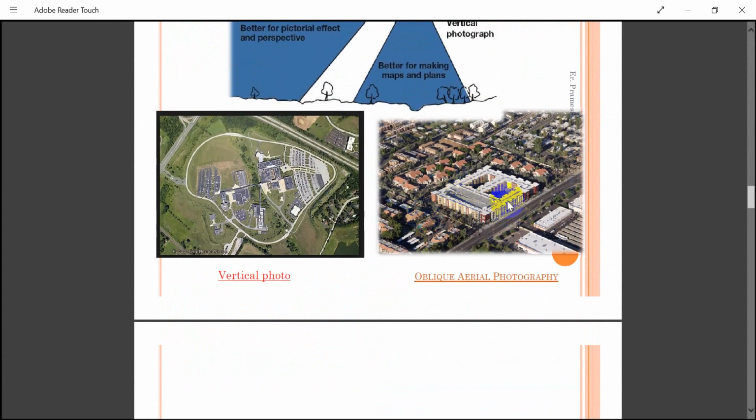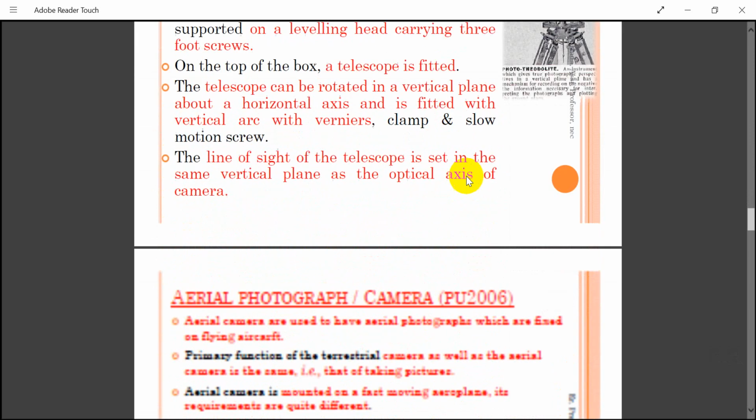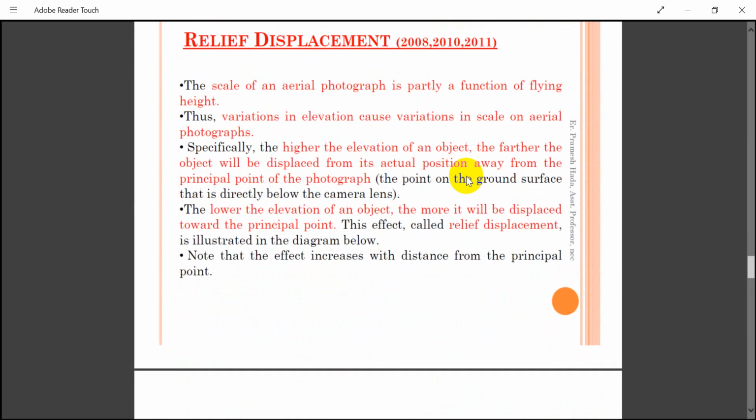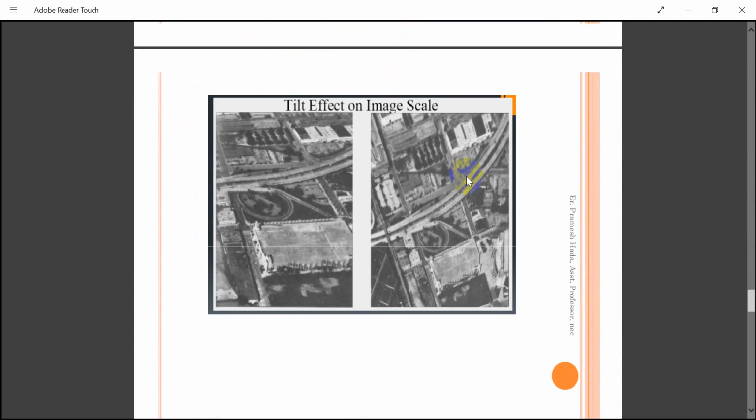See, this is an oblique image, and this is exactly a vertical photo. Now you can observe what an oblique photo is. You feel as if we are standing somewhere and looking obliquely, since our eyes are just like a lens. This is an oblique photograph. Now you can observe the tilted photograph.